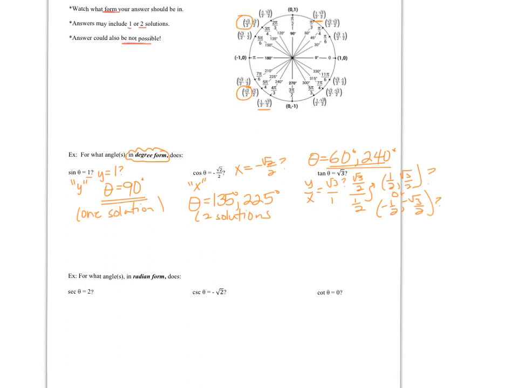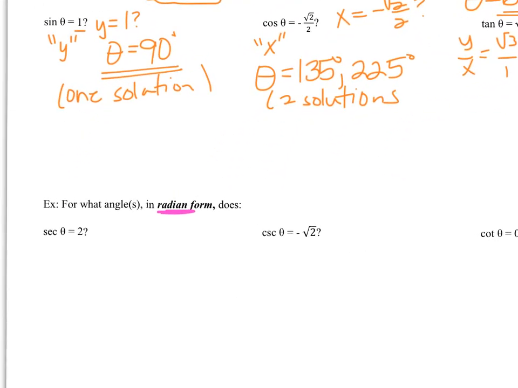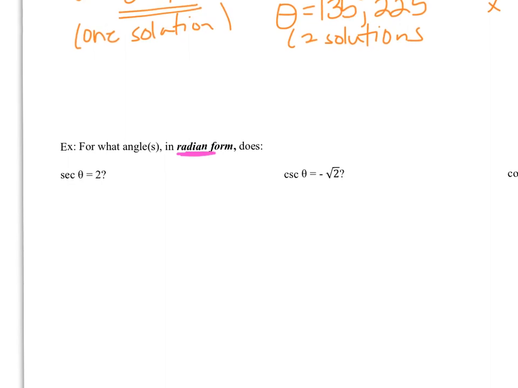I tried to make my screen smaller so that you could see what's happening on the unit circle as we talk about radian form for our answers. So it says, for what angles in radian form are each of these statements true? Now as we find our location, we need to use pi in our answer. All right, so when will secant theta equal 2? I just need to zoom out. This needs to be bigger so it's easier to see. When will secant be equal to 2?